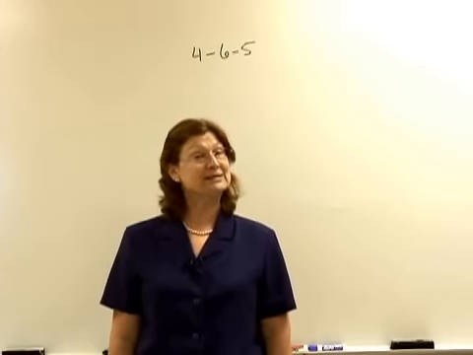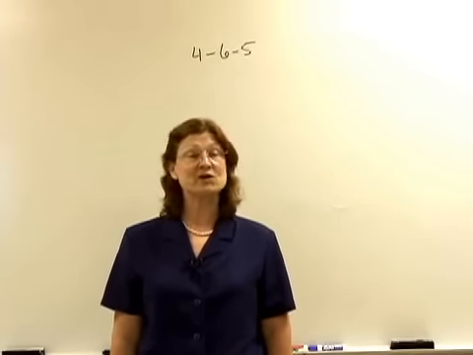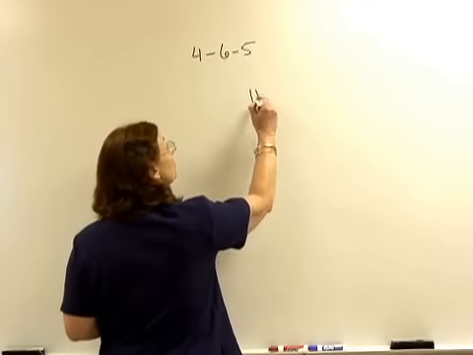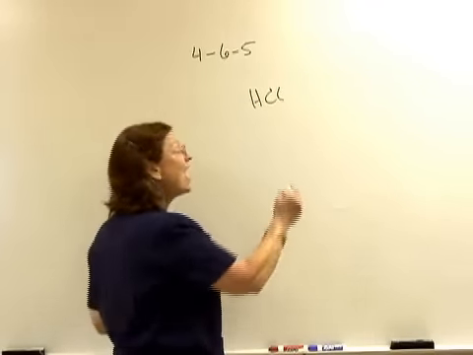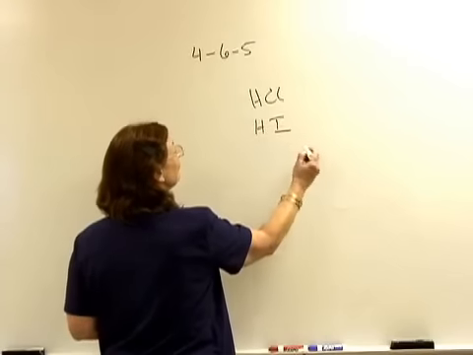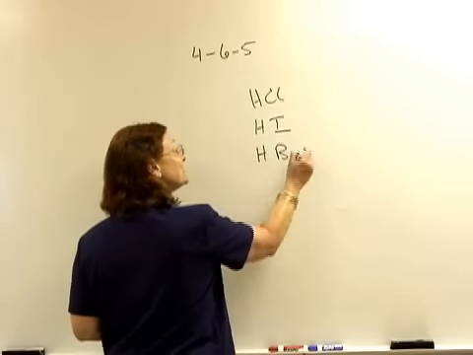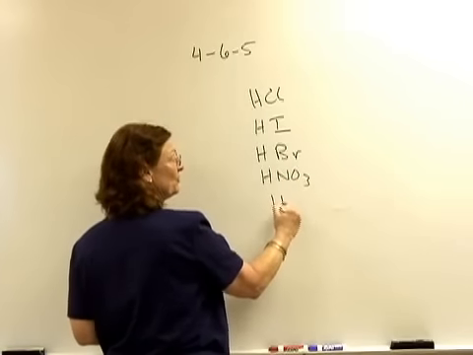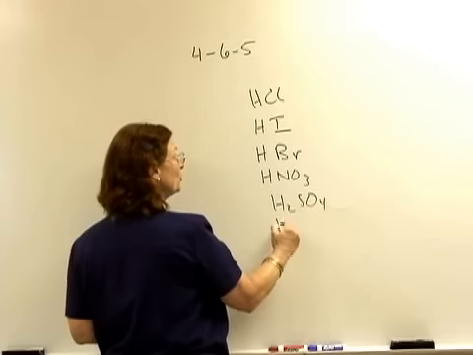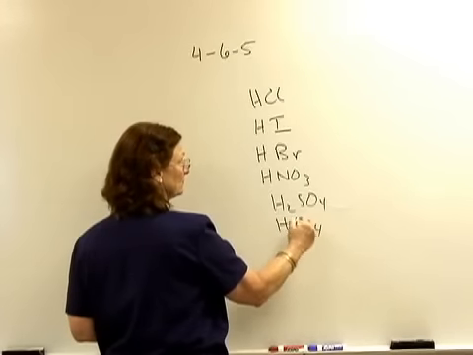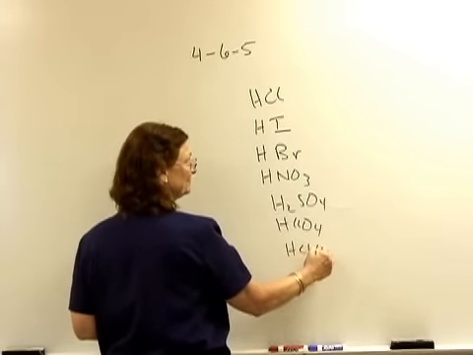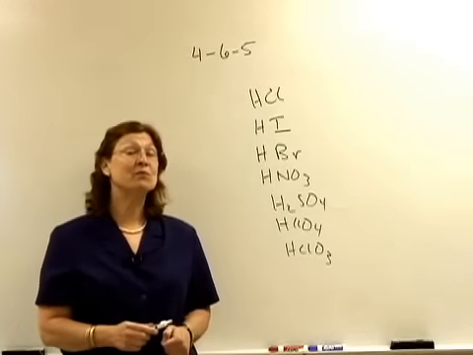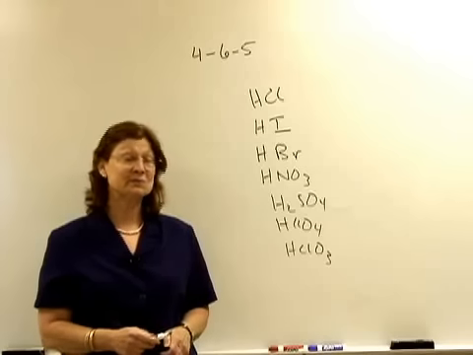Then we are asked to list the 7 strong acids. It's very, very important that we know these 7 strong acids. And they are hydrochloric acid, hydroiodic acid, hydrobromic acid, nitric acid, sulfuric acid, perchloric acid, and chloric acid. Those are my 7 strong acids, and it's going to be very important for us to distinguish the strong acids from the weak acids.